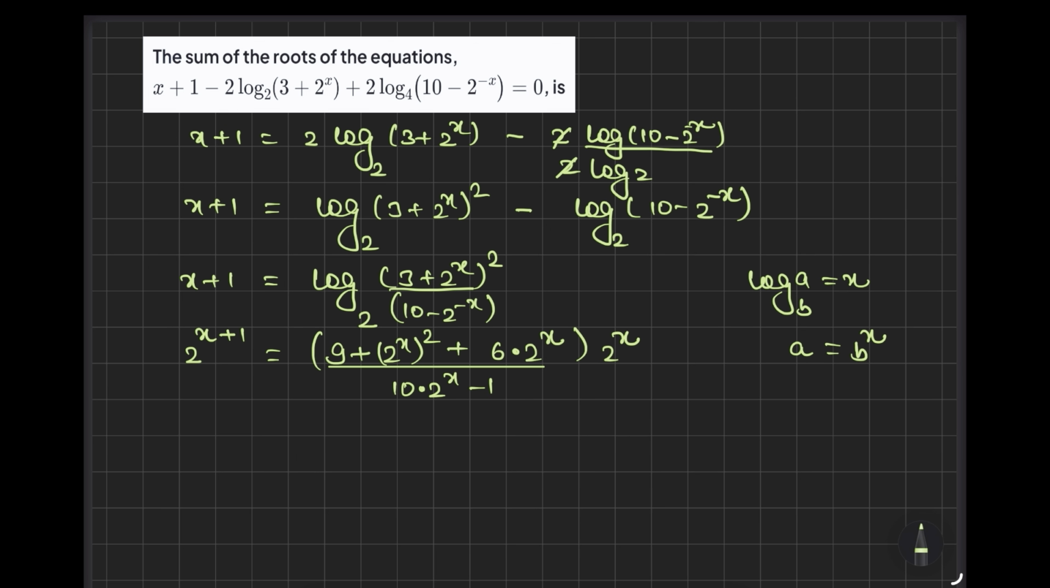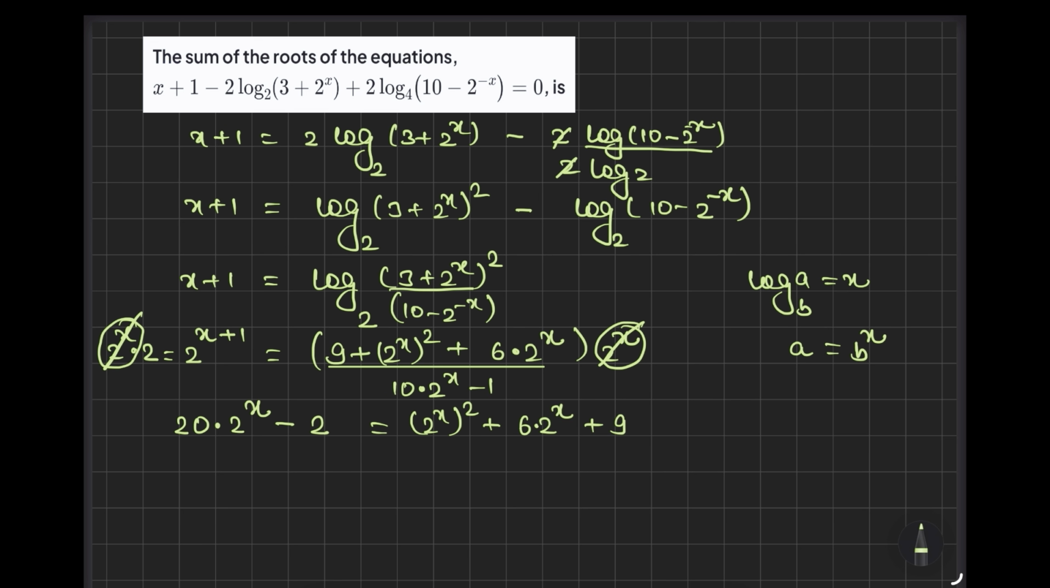Now look at this. Can I write this 2 power x plus 1 as 2 power x into 2? You know that 2 power x is a positive number, so you can eliminate it because there is no chance it will become 0. Correct? So done. Now let's do the cross multiplication. So it is 20 times 2 power x minus 2 is equal to 2 power x, power 2, plus 6 into 2 power x plus 9.